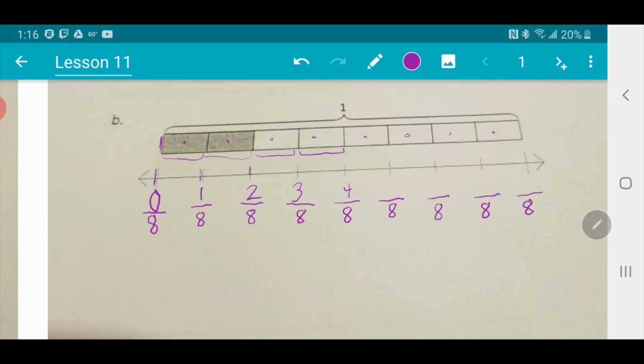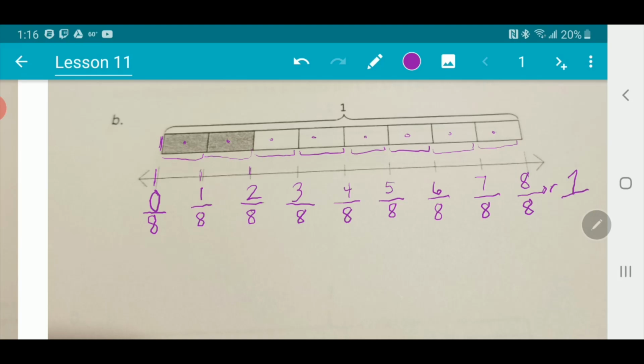We've got 4/8, 5/8, 6/8, 7/8, and 8/8. Once again, when we have the same number in the numerator and the denominator, we know that 8/8 is another way to write 1/2.